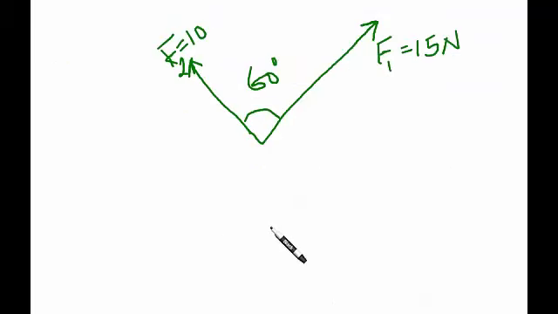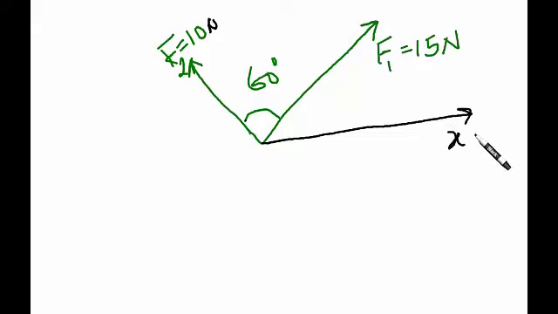So here is our first problem, where we resolve the two forces F1 of 15 newtons and F2 of 10 newtons, and they are acting such that they are 60 degrees apart. To apply the component method, we draw a line here to represent our x-axis, and we assign an angle which F1 makes with the x-axis. Here we can assume 65 degrees.